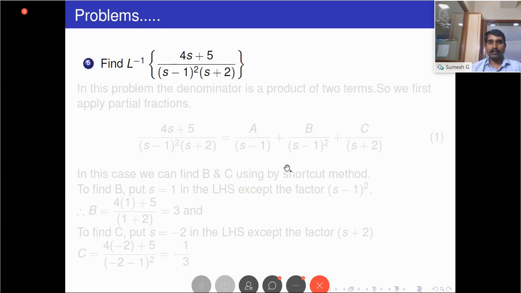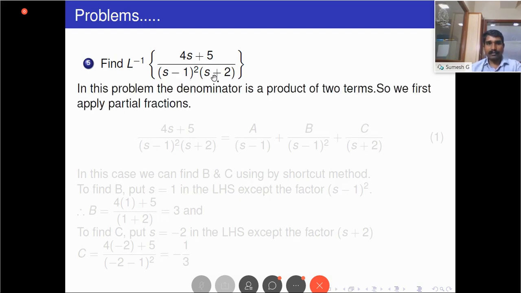Question 5: find the inverse Laplace transform of (4s plus 5) all divided by (s minus 1) whole square into (s plus 2). In this case also, first consider the denominator of the expression, which is the product of two terms. So first we apply partial fraction.